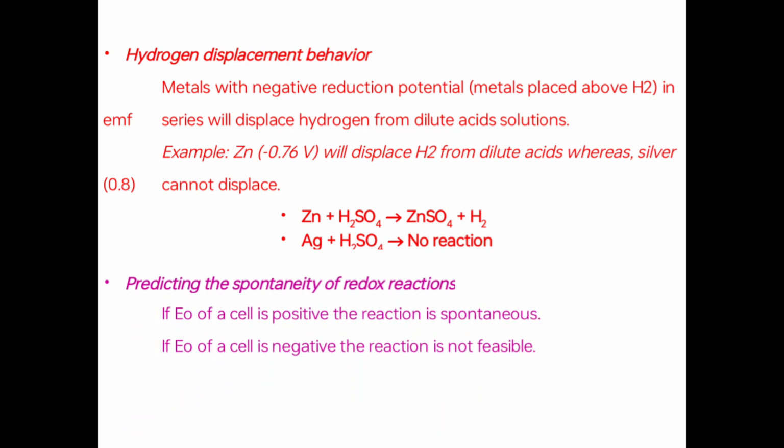Predicting the spontaneity of a redox reaction. If E naught of a cell is positive, the reaction is spontaneous. If E naught of a cell is negative, the reaction is not feasible.